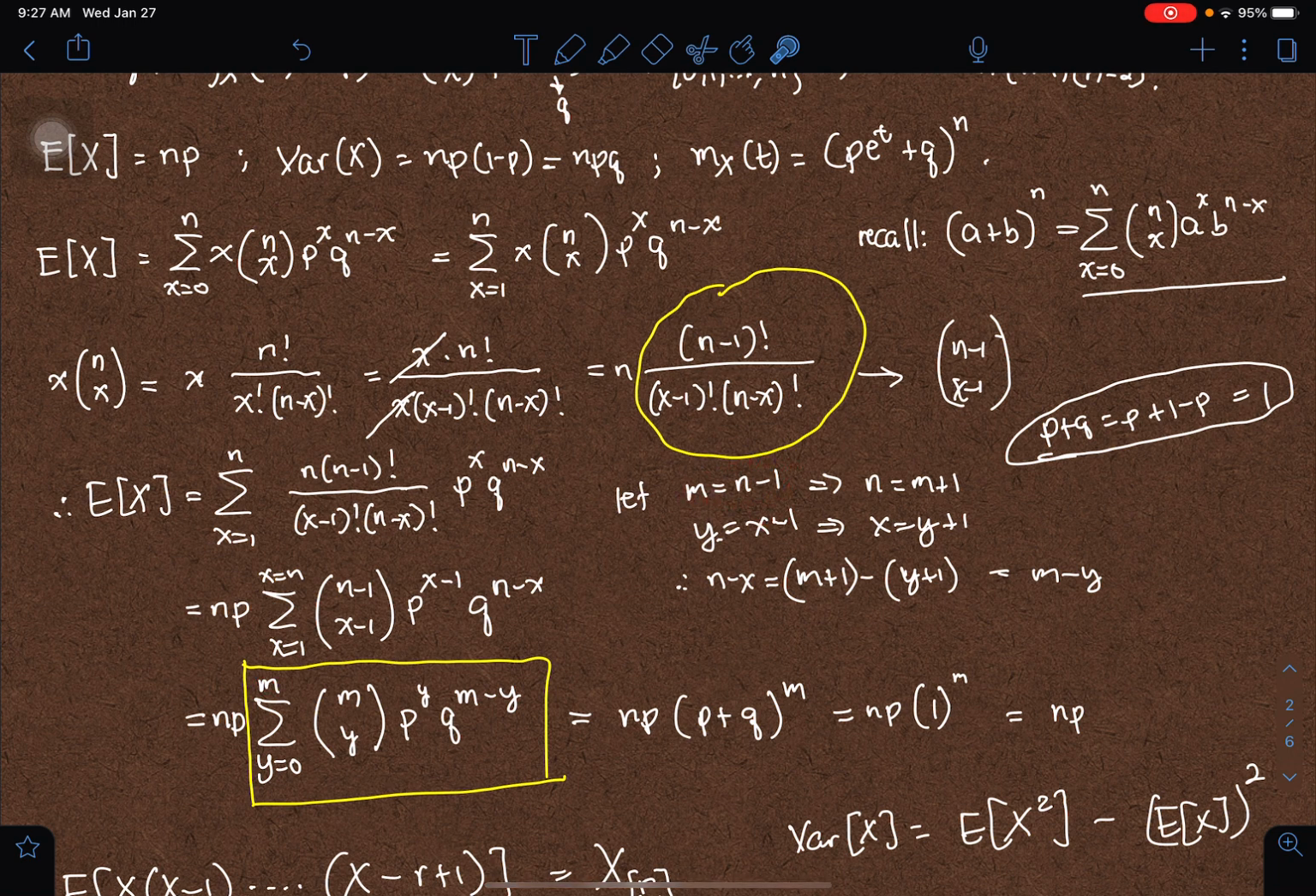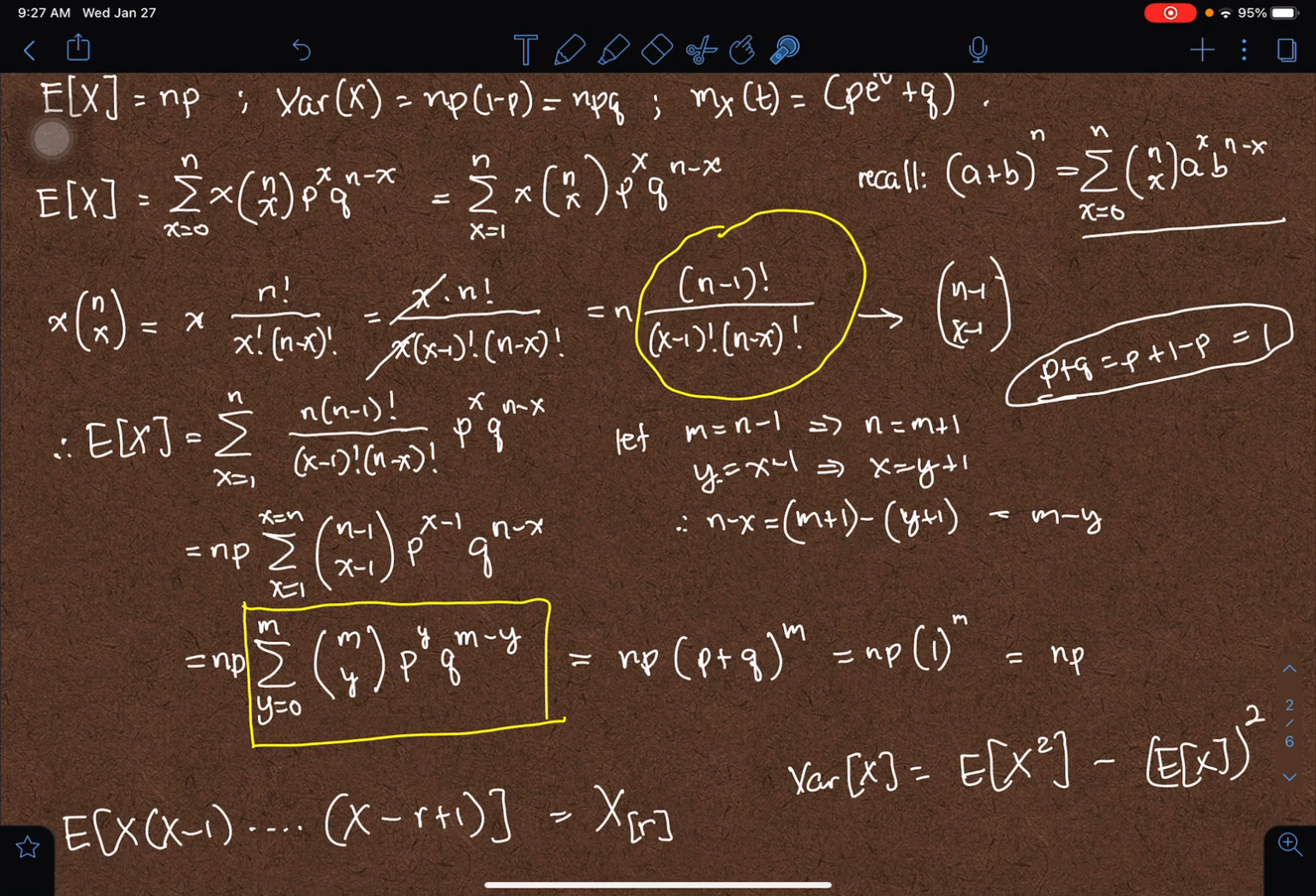That's why we have the sum from 0 to m. And n minus 1 is now m, x minus 1 is y. The power of p now is y, and the power of q will be m minus y, because n minus x is just equal to m plus 1 minus y plus 1, or m minus y. Okay, so what is this?